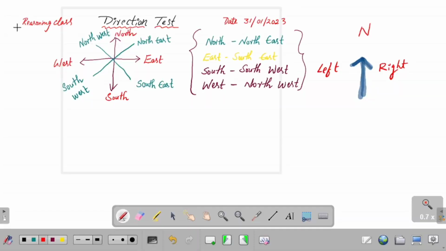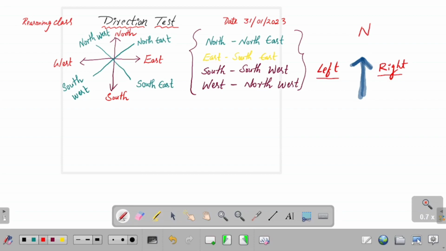So see here, the arrow is facing toward the north side. Then this is your right side and this is your left side. You're clear with this, right?